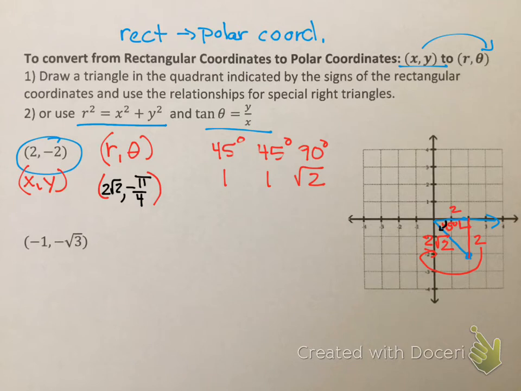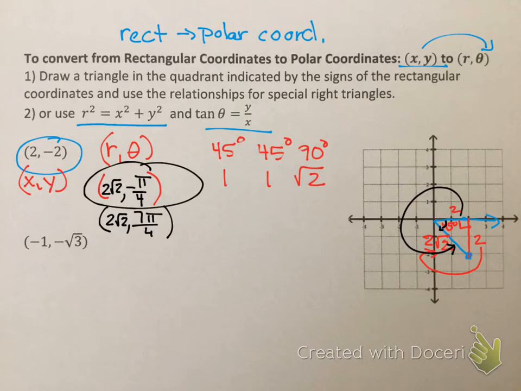Now, there's other ways that you could have done this. Please understand that you could have said that your angle measure was 7 pi over 4, but r is still 2 square roots of 2. But this is probably the answer that I would have chosen. Now, let's use my trig relationships instead of my right triangles to help me do my problem this time.